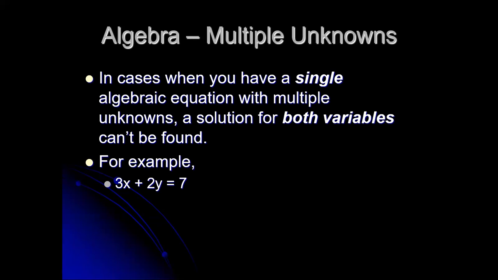We can't come up with what we call a unique solution to this problem because there are multiple values of x and y that would work. For example, if x equals 1 and y equals 2, that'd work. 3 plus 2 times 2, 3 plus 4 is 7. We could say x is 2 and y is 1/2. That would get us an answer too.